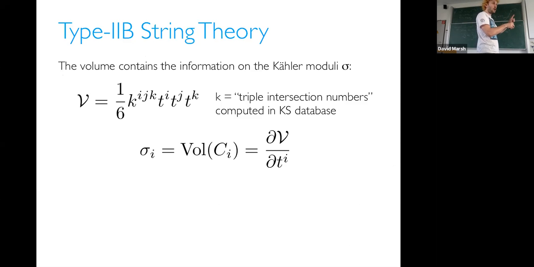It's a Calabi-Yau threefold, so we need 3 moduli in the volume: Ti, Tj, Tk. It's some triple intersection number that tells us how we compute the volume from the moduli. These things can be computed for every polytope in that Kreuzer-Skarke database. And the T's are related to the sigmas that we had before. Sigma is the volume of the cycle Ci, and it's the derivative of V with respect to Ti.